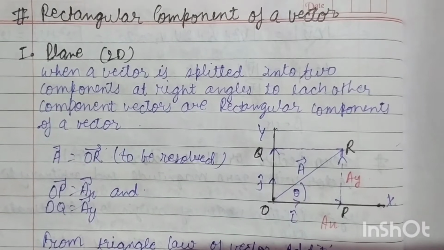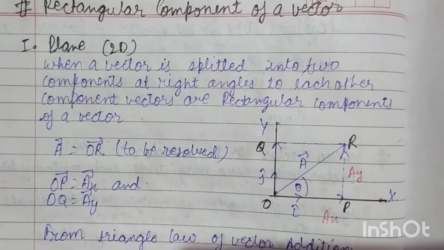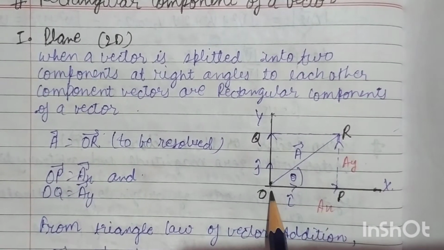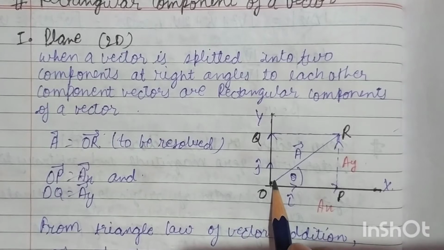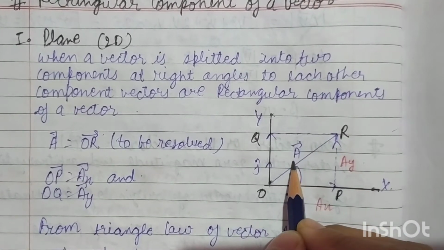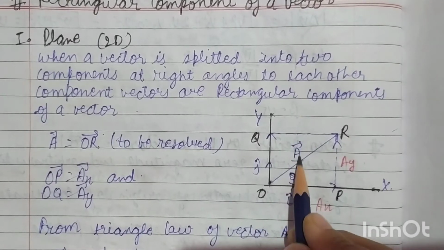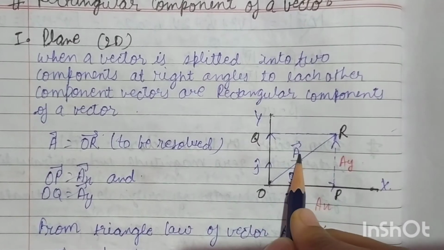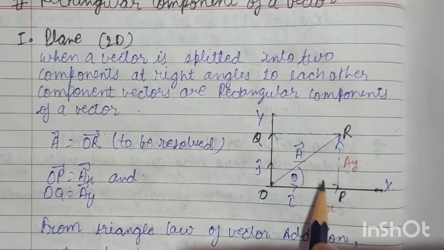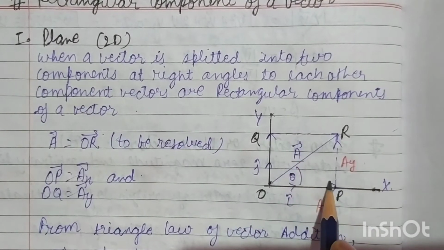So today we will try to study the resolution of a vector in two dimensions. First of all, see this figure. In this figure we have one vector, the vector OR. Let us assume that this vector is vector A. What we have to do is resolve this vector A into two components, that means along the x-axis and along the y-axis.